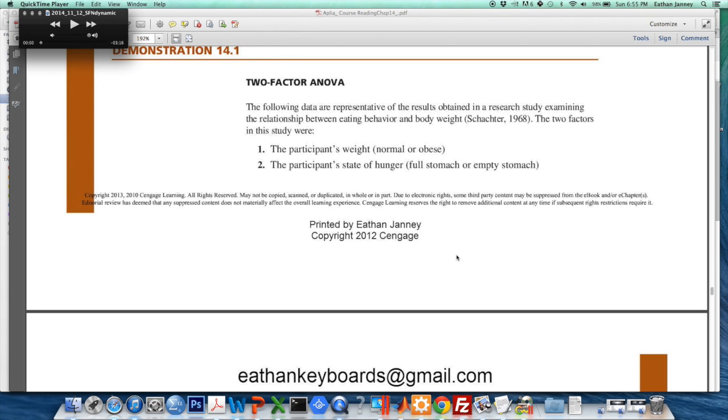Okay, so now we have a basic conceptual understanding of two-way ANOVA, and I'd like to walk you through the mathematical steps necessary to perform a two-way ANOVA analysis. So I'm going to walk you through demonstration 14.1 from the textbook, try to give you some details as we walk through. So here it says the following data are representative of the results obtained in a research study examining the relationship between eating behavior and body weight. 2 factors in this study were the participant's body weight or the participant's state of hunger, either full stomach or empty stomach. And body weight is characterized as normal or obese, by the way.